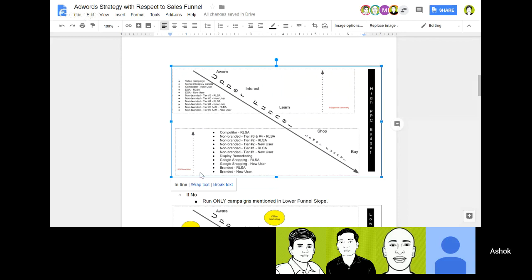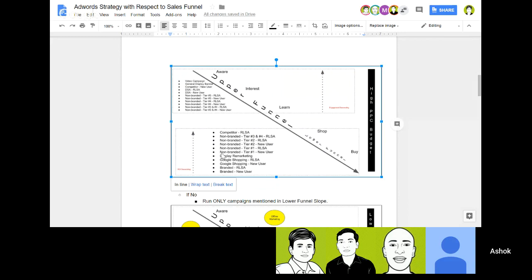So obviously we all know that remarketing campaigns' ROI chance is number one, highest. That's why it is coming first in this funnel. So branded new users, branded RLSA, Google Shopping new users, Google Shopping RLSA. The next campaign which comes up in terms of ROI potential is definitely Google Shopping after branded. Then display remarketing, non-branded tier 1 new users.